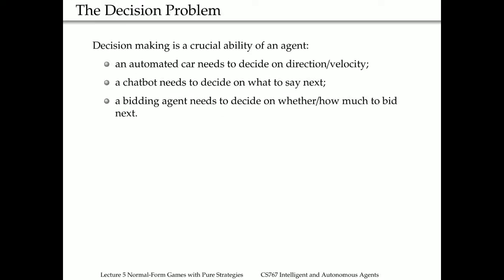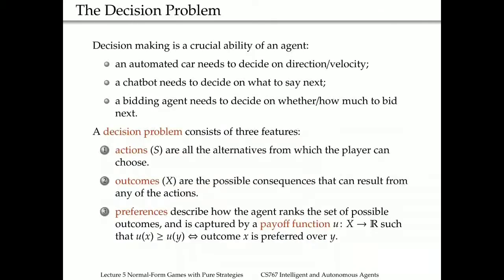So decision-making is a crucial ability of an agent. Decision-making is performed everywhere. For example, an automated car needs to decide on the direction and velocity of traveling. A chatbot needs to decide on what to say next. A bidding agent needs to decide on whether or how much to bid in an online bidding. So decision making is really a crucial ability. And formally, we can define a decision problem as consisting of several components.